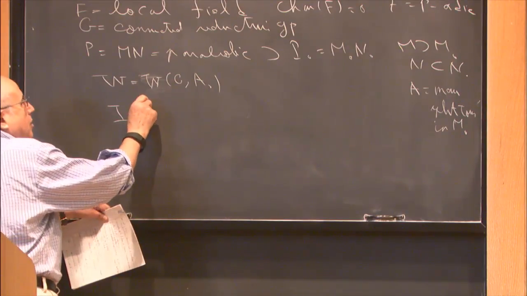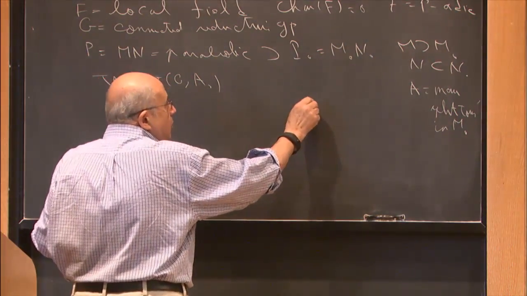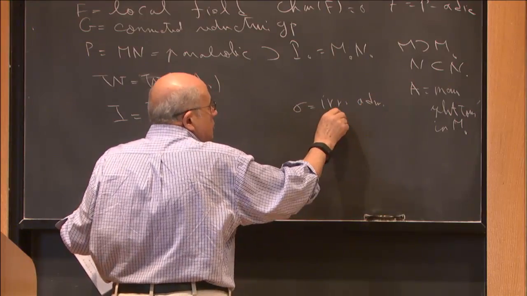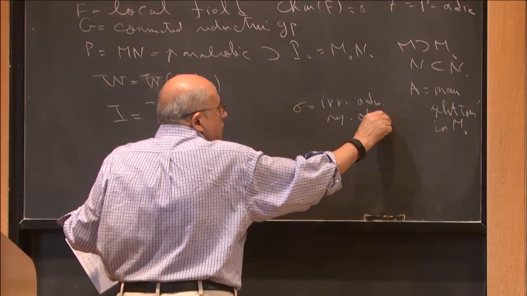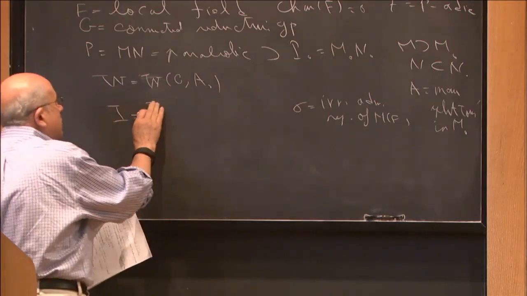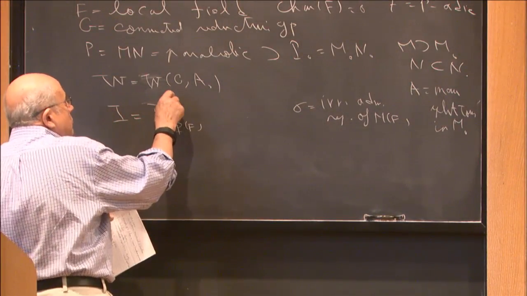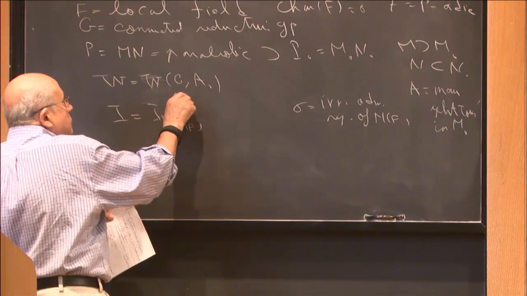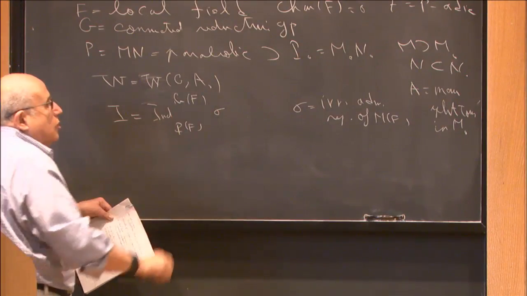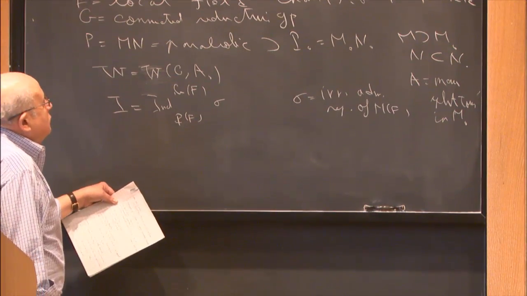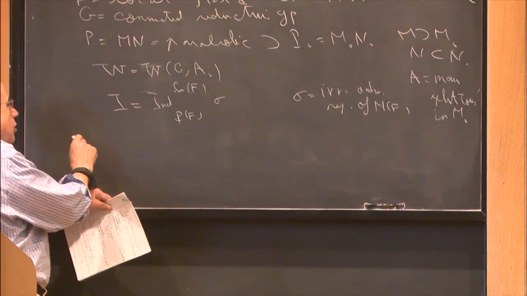And of course I like to talk about intertwining operators, so I have to put induced representations. So I'll have a representation sigma, an irreducible admissible representation of M of F, and I induce this up to G of F, just the normal, usual way. And then I'll just remind you what the intertwining operators are.